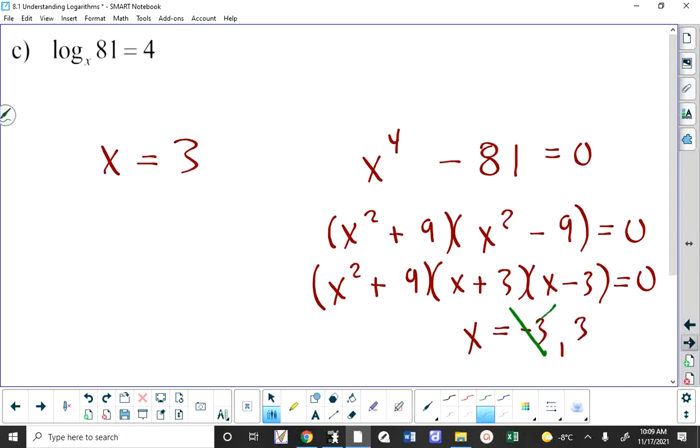Why do we kick -3 over the boards? Ben? Thank you. Yeah. The base cannot be negative. The base has to be a positive number, not equal to 0 and not equal to 1. So we kick that one out.